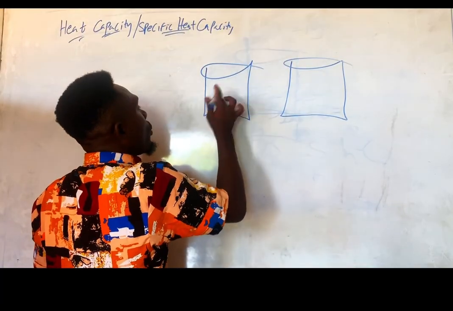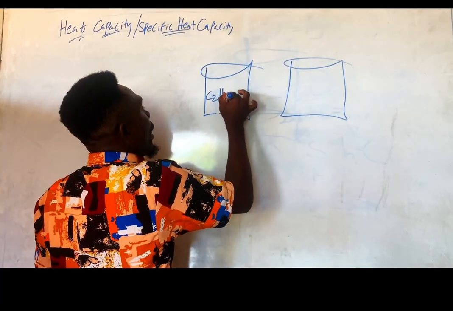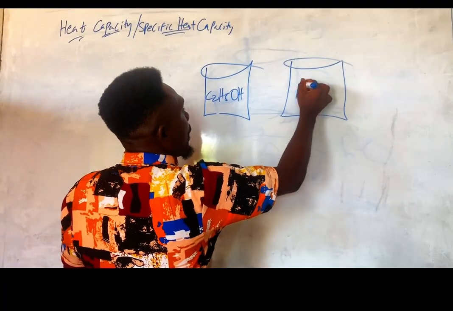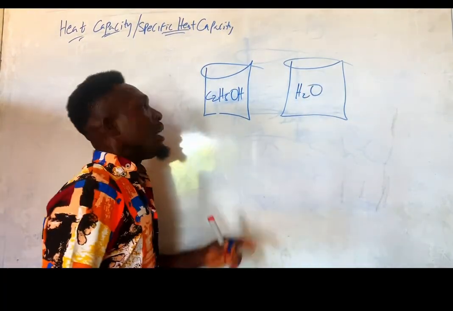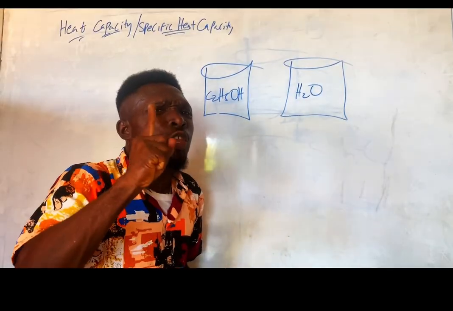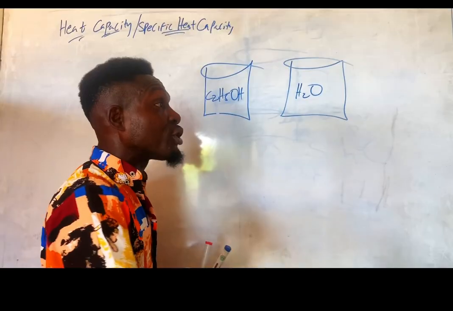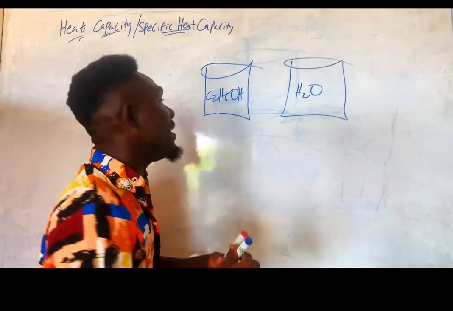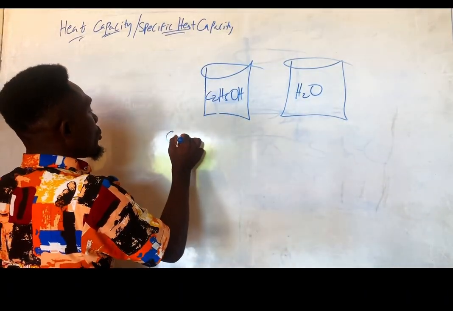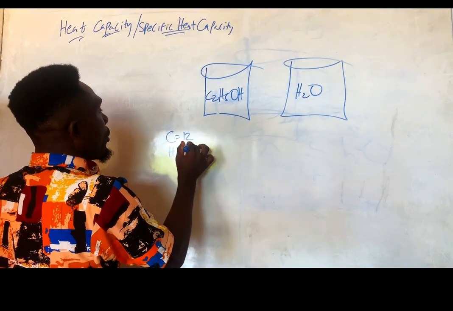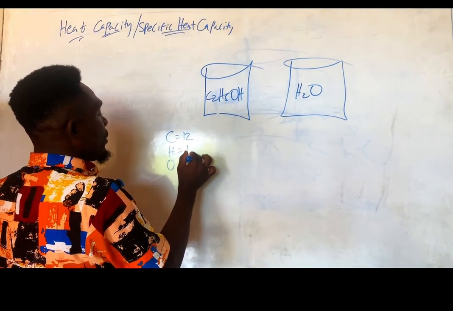Here is ethanol, C2H5OH. Ethanol is a liquid. Here is my water, H2O. Now, I want to measure a unit mass of ethanol. So let's know how much mass I will measure in my ethanol before I start heating it. Carbon is 12. Hydrogen is 1. Oxygen is 16.